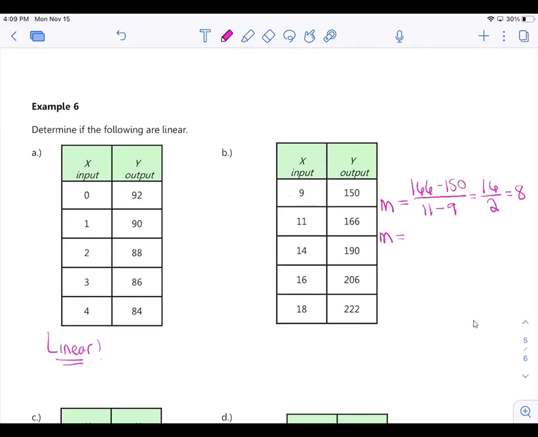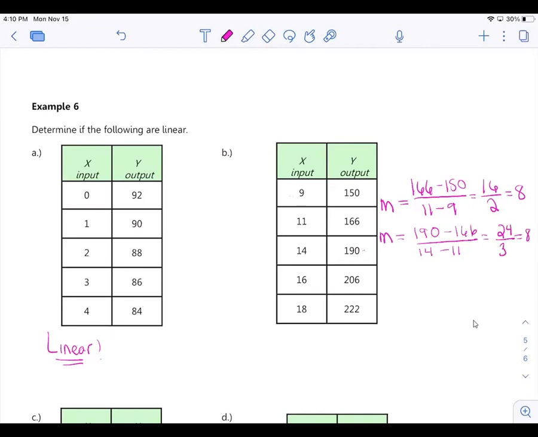I'm going to say, and you guys let me know if I'm losing you at all, because I'm not writing these as coordinates. 190, because that's my Y2, minus 166 over 14 minus 11. Apparently I need help with my arithmetic today, so I'm going to use my calculator. I get 24. What's 14 minus 11? Which Anthony helped me figure out, 3. What's 24 divided by 3? 8. Okay, so it's looking good so far.